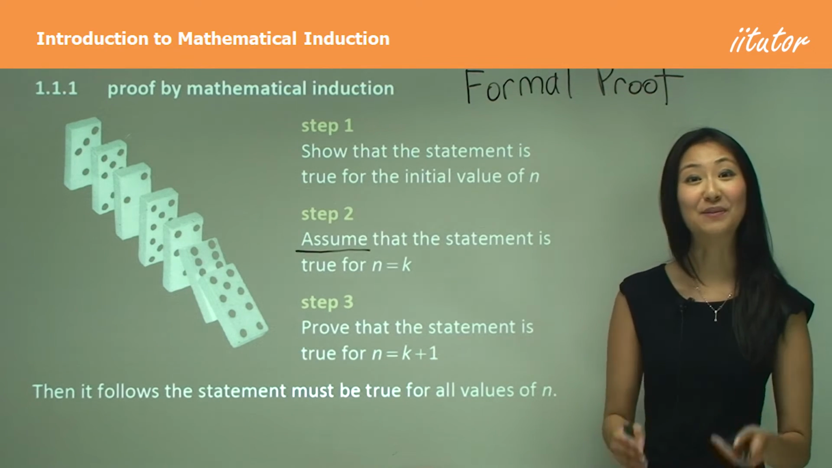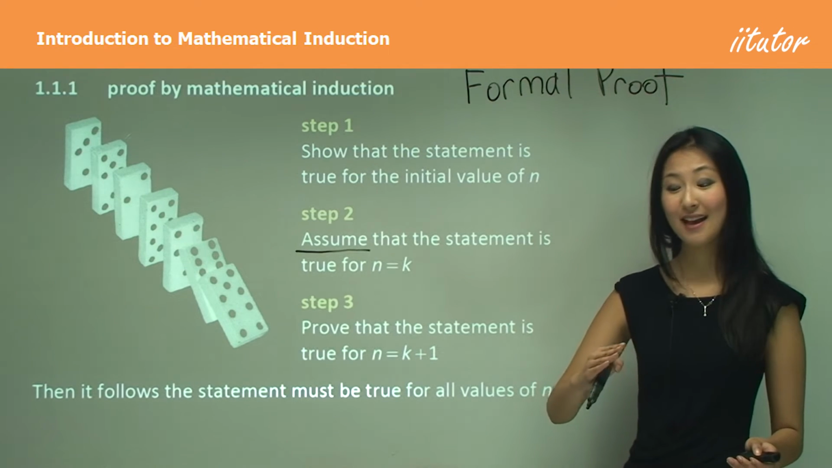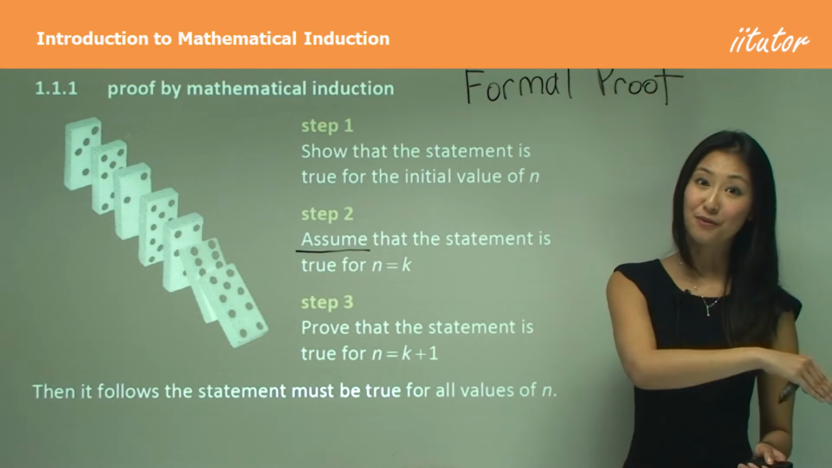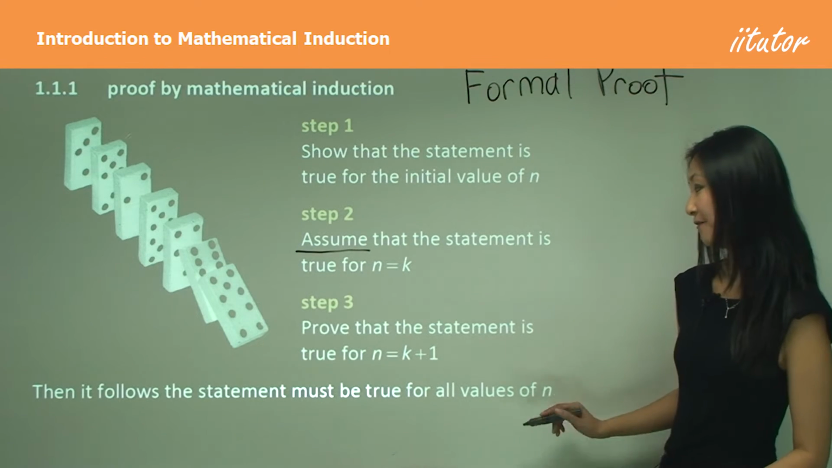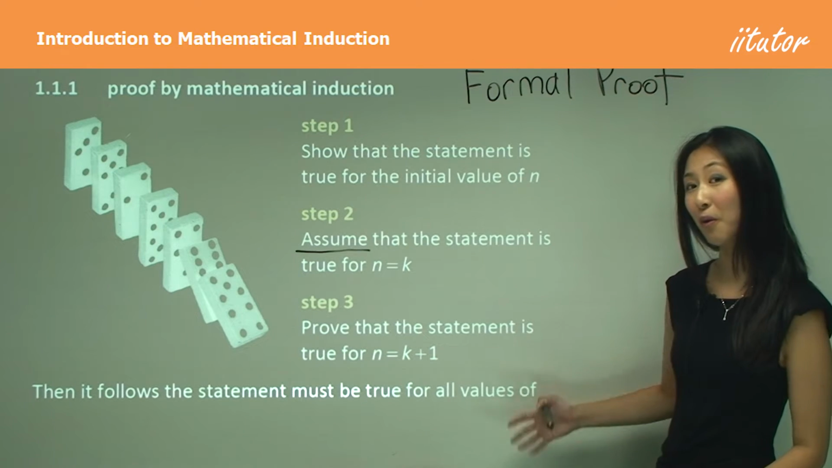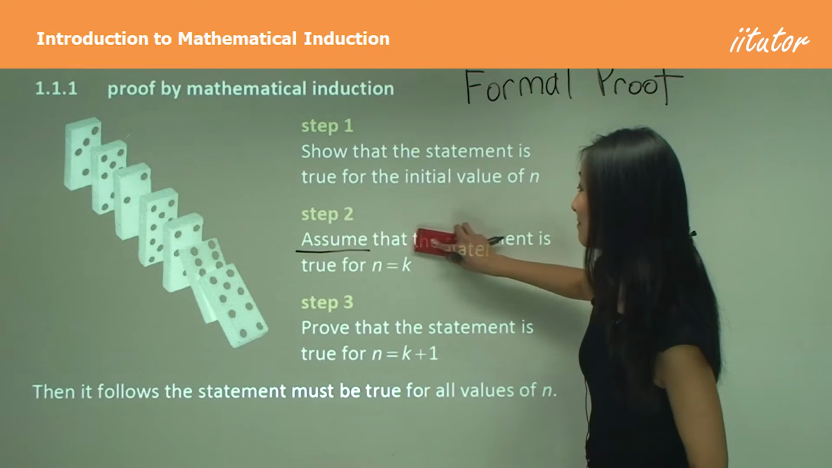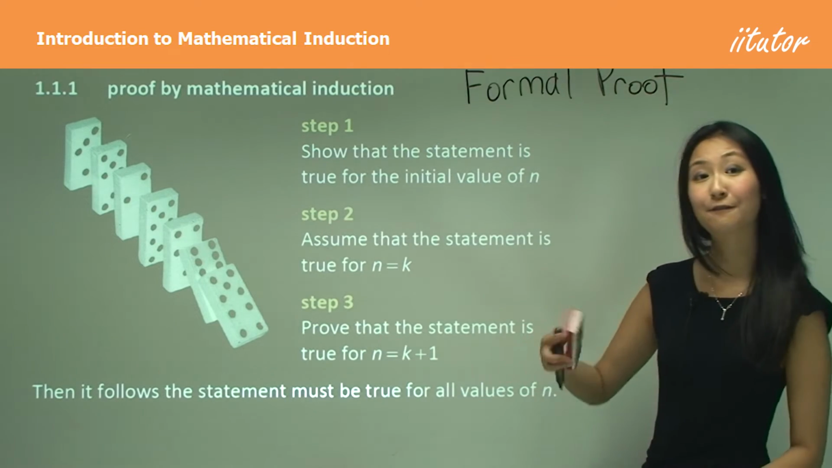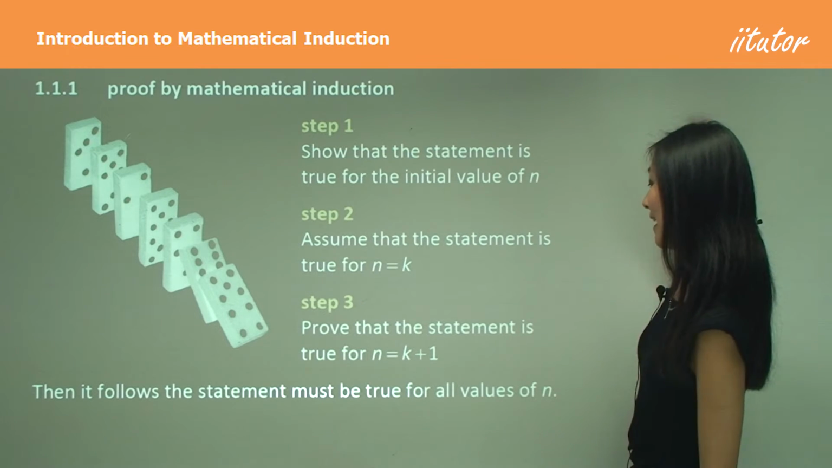And finally, we have to make the conclusion that if there is a starting process and we've proven that the next ones will fall, therefore they will all fall over, or therefore it must be true for all values of n. Okay, so remember, mathematical induction is a formal proof for left-hand side equals to right-hand side.